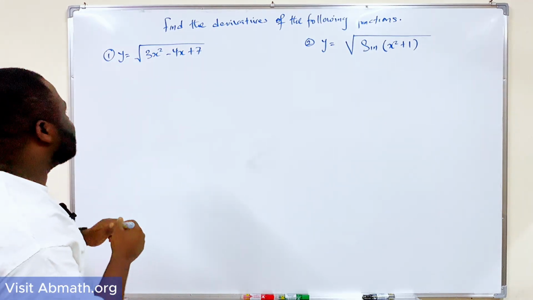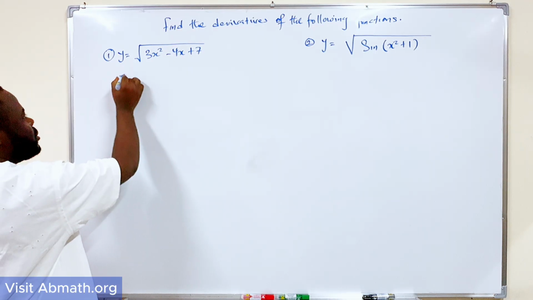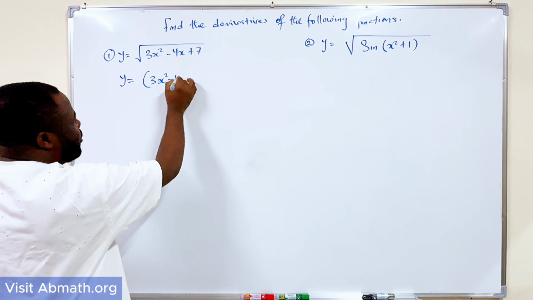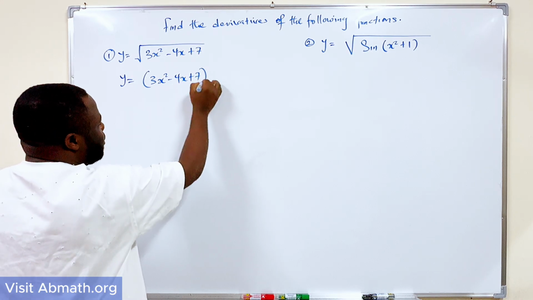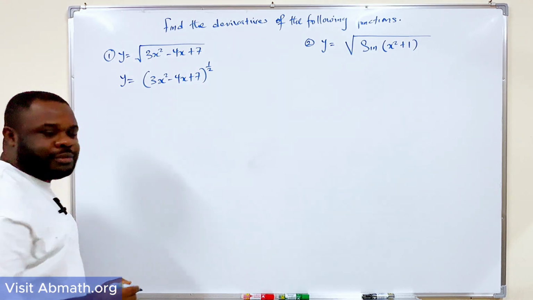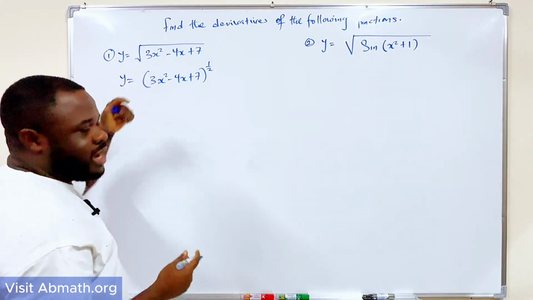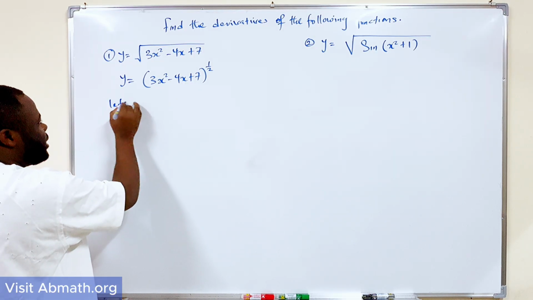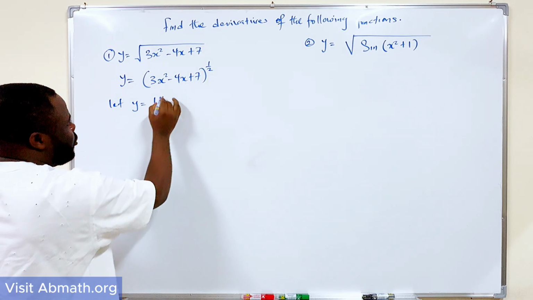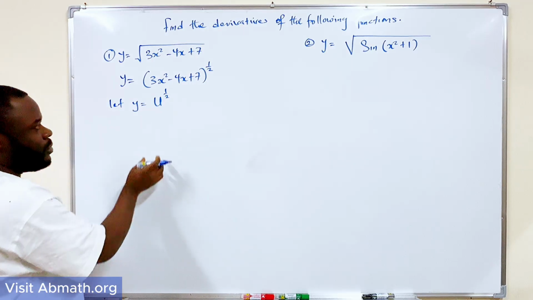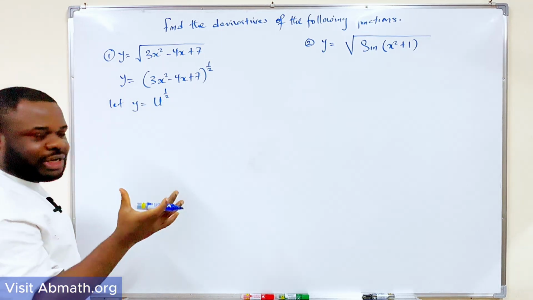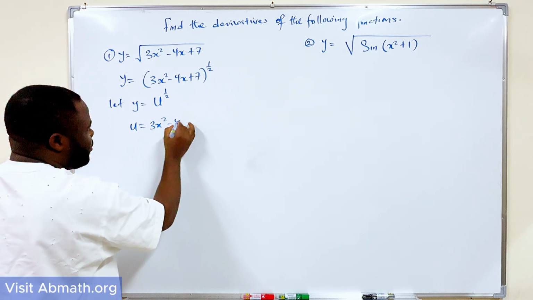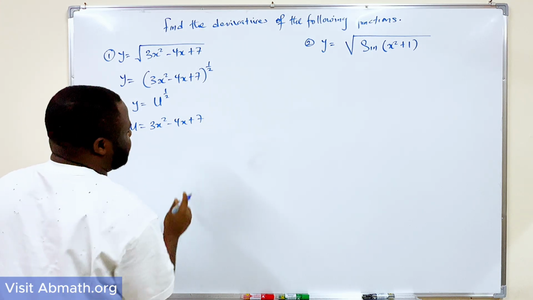So let's simplify this first. You can say y equals (3x squared minus 4x plus 7) raised to power 1 over 2, right? So this and this are the same. Now we have two functions. So we can say let y be equal to u to the power 1 over 2. This u represents the quadratic function. So now say u equals 3x squared minus 4x plus 7.